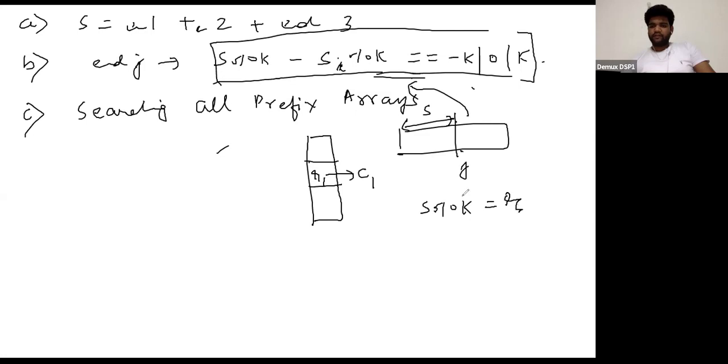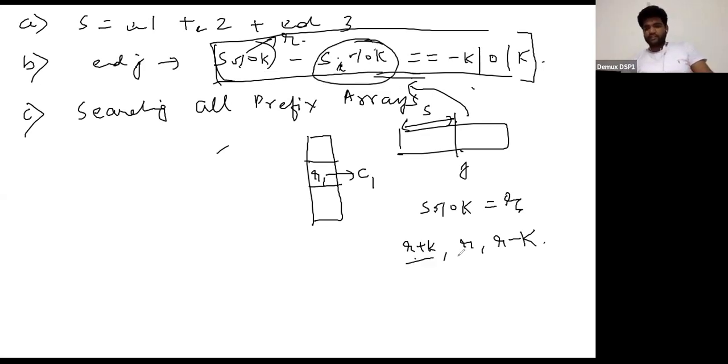So once I find out this R, in the prefix array, what do I have to find? I have to find R plus k, R, and R minus k, right? So I've just substituted R in this expression and found this. So I have to find prefix arrays with these remainders.